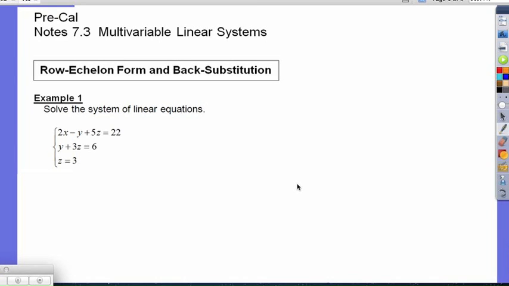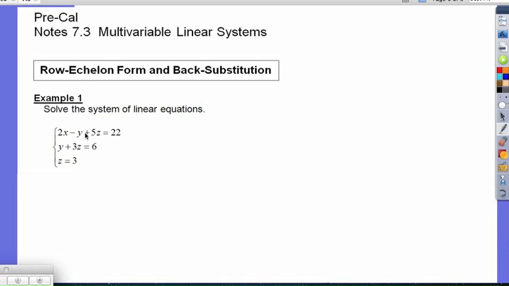Lesson is 7.3, multivariable linear systems. We're going to start off with something called row echelon form and back substitution. The reason it's back substitution is because you're already starting off with one of your solutions. You already know that z equals 3, and all you're going to do is start down here at the bottom and substitute in, and then when you get the solution for this system, you're going to substitute back up here.